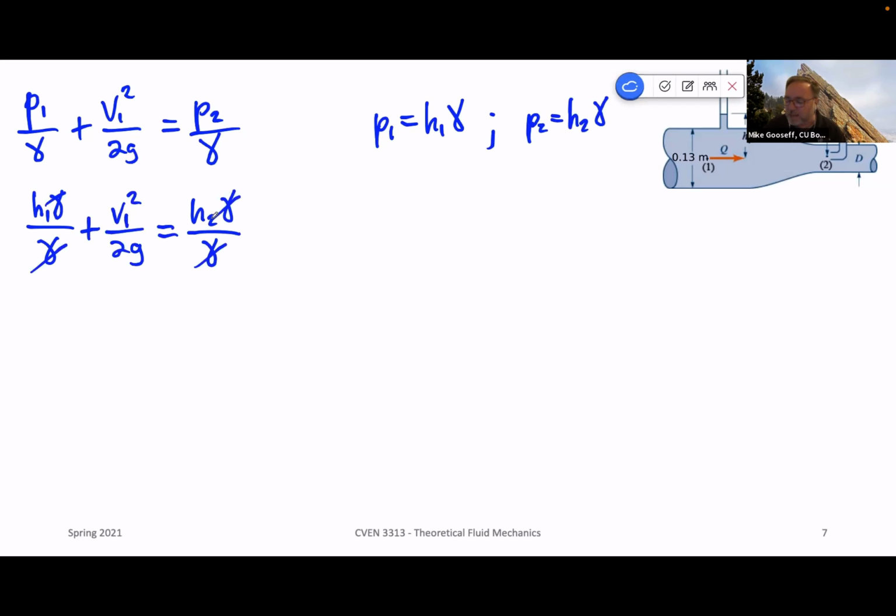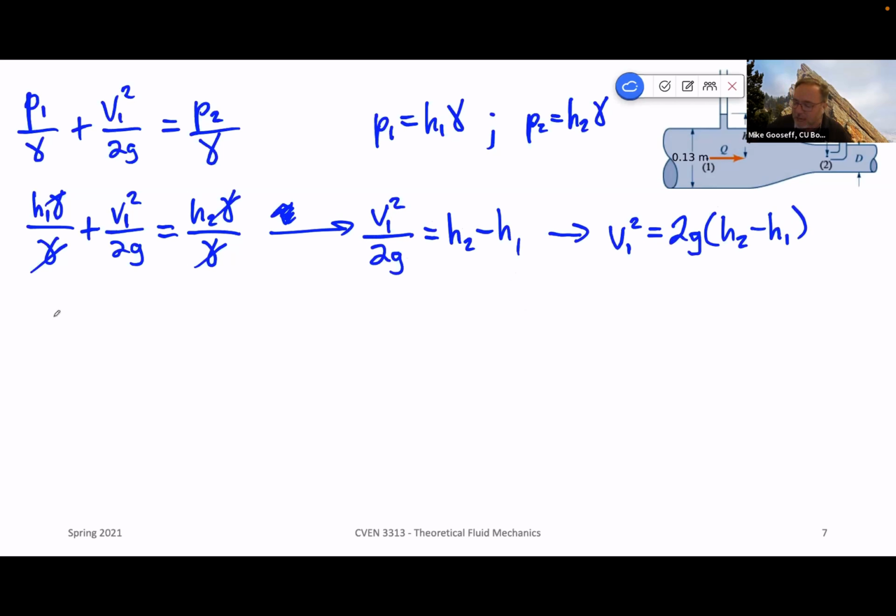And now we've got something more like V1 squared over 2G is equal to H2 minus H1. So all I did was subtract H1 from both sides, right? And that is exactly what 0.21 meters is, okay? So we can now solve for V1 squared is equal to 2G times this difference, H2 minus H1.